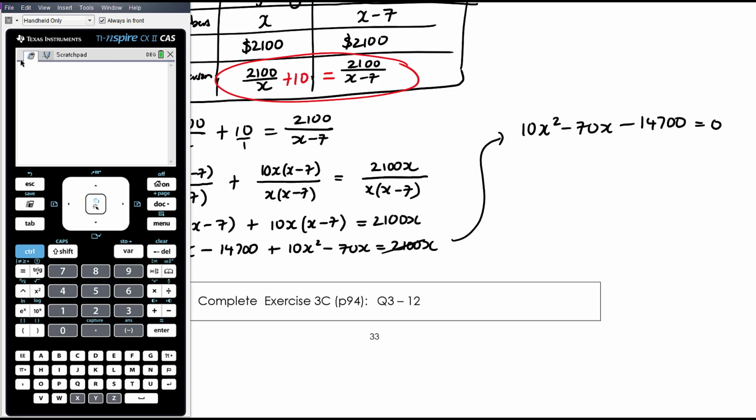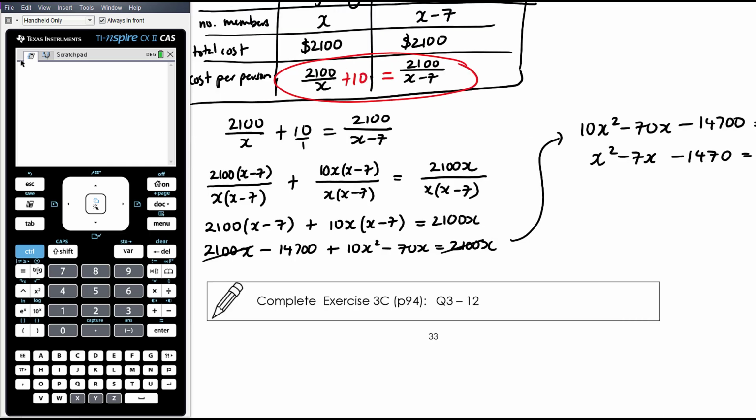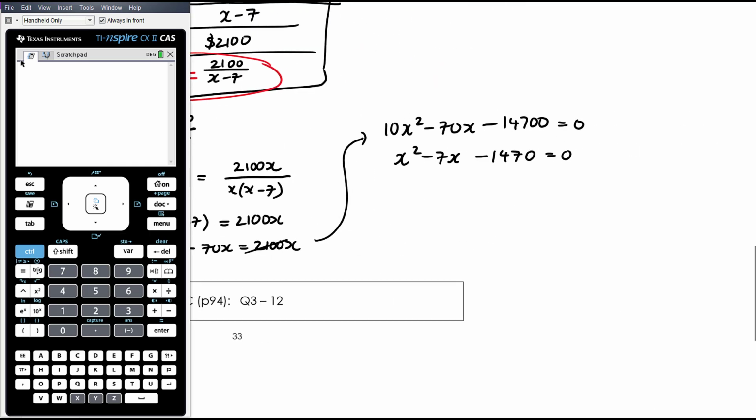Okay, 10 is definitely a common factor. x squared minus 7x minus 1470 equals 0. Okay, now I'm going to admit that this isn't an easy factorization by hand. Yes, it's a simple quadratic, and once we work out what the factors of negative 1,470 that add up to negative 7 are, then we'll be able to write down our answer straight away. But the number work here is a bit tricky.